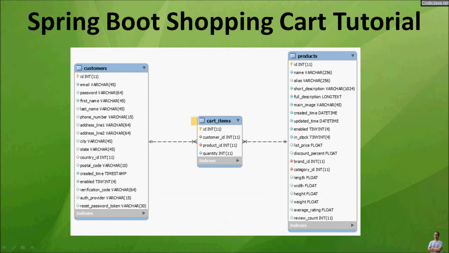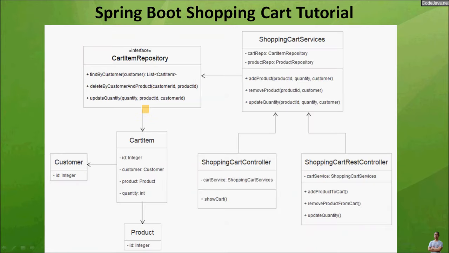And in order to store items in the shopping cart into a database, we need to create a new table, say cart_items here. This is an intermediate table that implements the many-to-many relationship between the customers table and the products table here, because a customer can add one or more products to the shopping cart, and a product can be added by one or more customers.